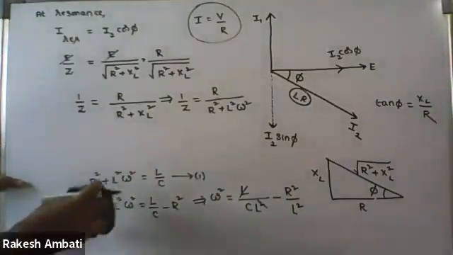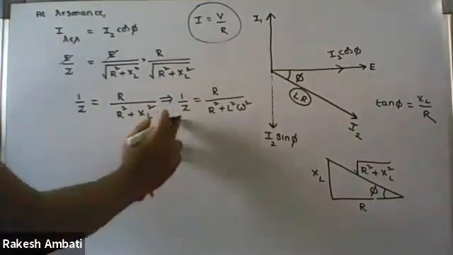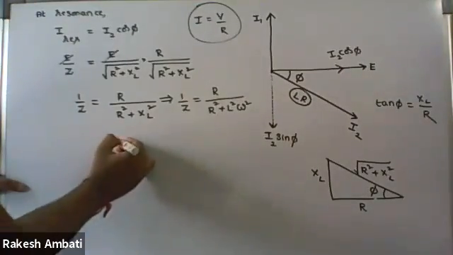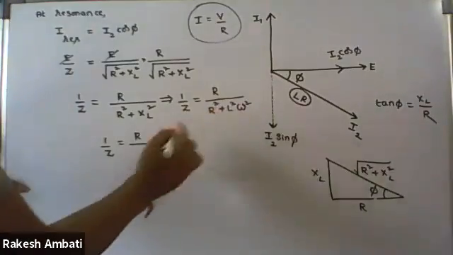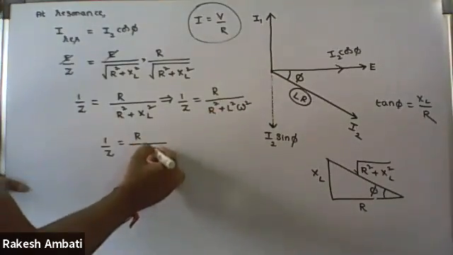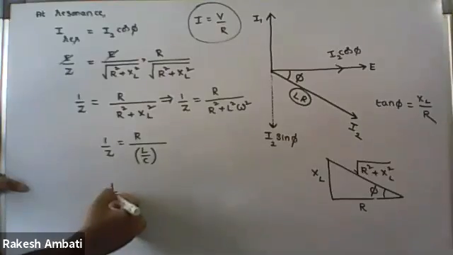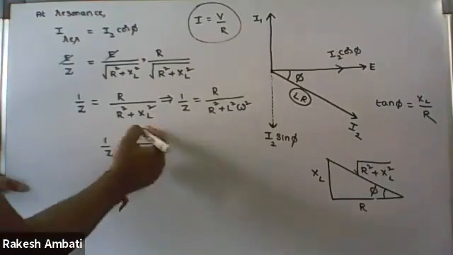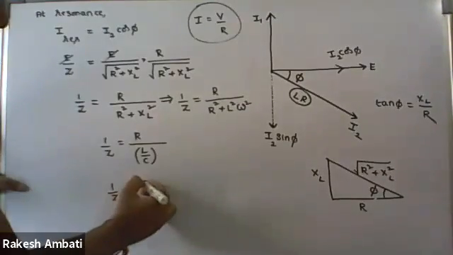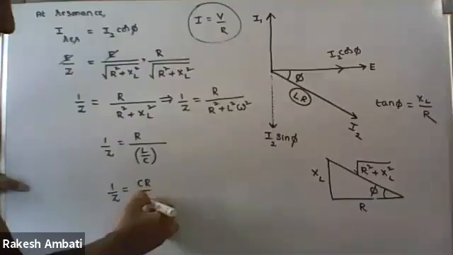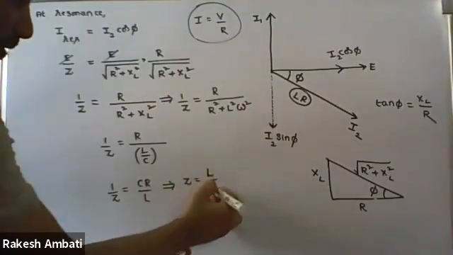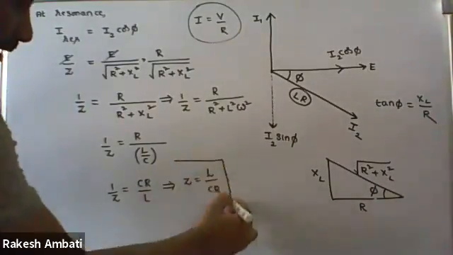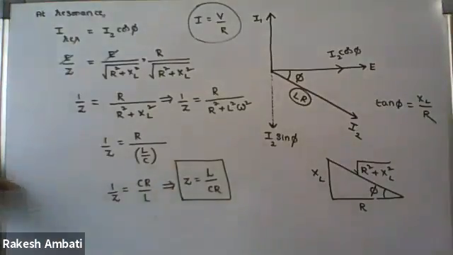So that is the final equation. Therefore, 1 upon Z equals R upon, in place of R square plus L square omega square, I am writing L upon C. That implies 1 upon Z equals C, which goes to the numerator, so CR upon L. Therefore, Z equals L upon CR. It is the impedance at resonance condition.